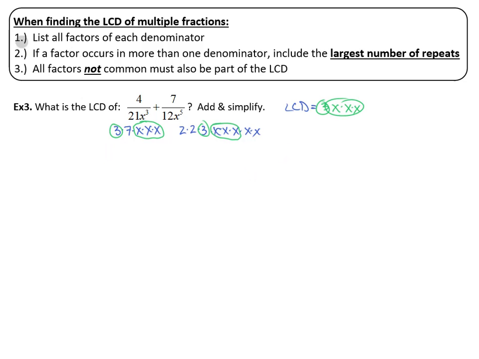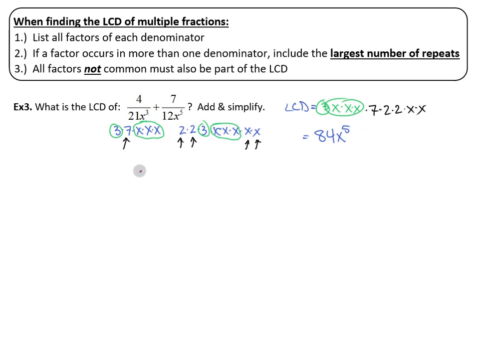Now, what do they have that's not common? Well, there's a 7. Can't get rid of that. There's these 2 2's. Can't get rid of those. And then there's these 2 spare x's, which I also can't get rid of. So we have a lot of stuff to multiply back together, but we are finding the least common denominator, even though it's going to be rather large. So 3 times 7 times 2 times 2 is 84. Makes sense? That's times 4, and that's times 7. So 84x to the 5th is our least common denominator.